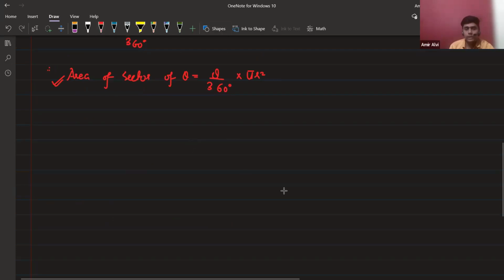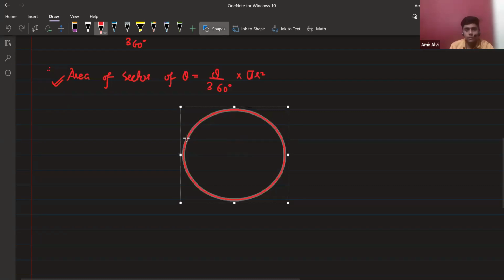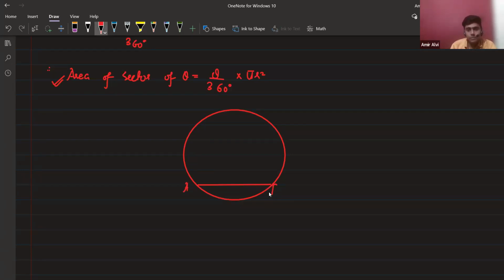Okay, let's calculate the length of the arc. Suppose that this is A and this is B, and suppose there is one point which is P. So this is an arc now. Yes or no, everybody? So basically, everybody, let me know.